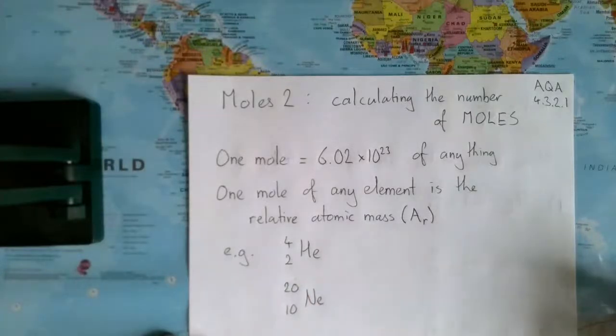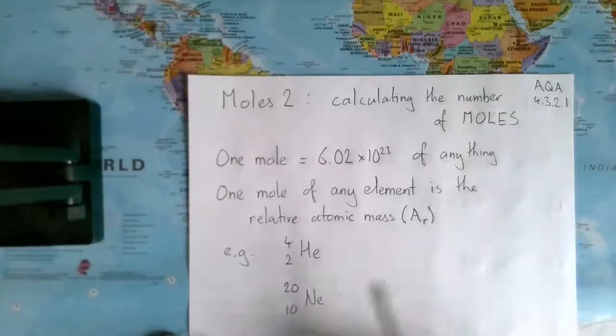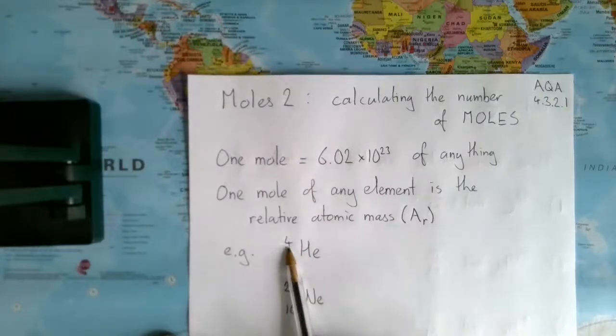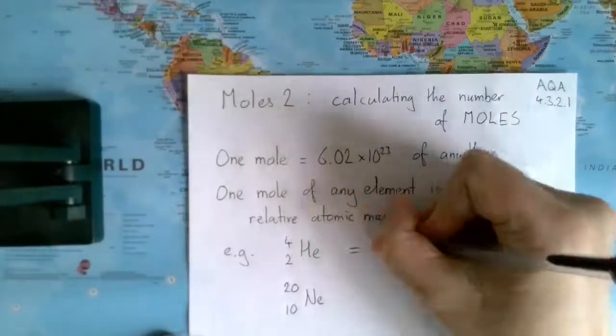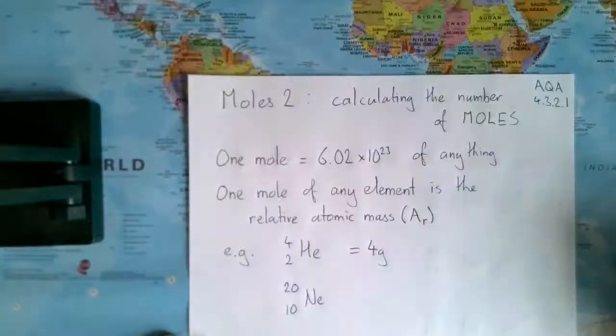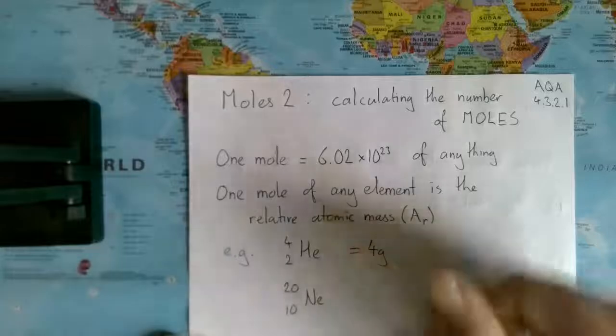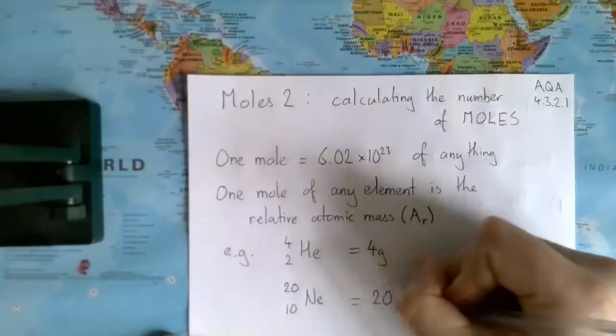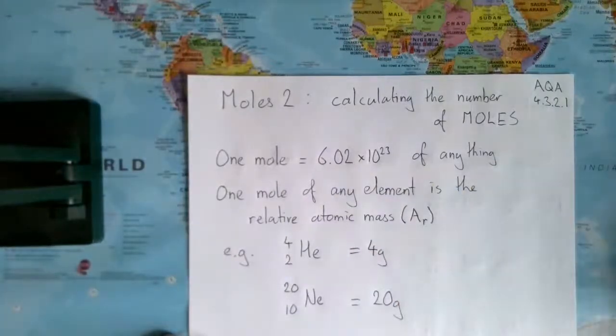So if the examiners ask you what is the mass of 1 mole of helium, you look it up in the periodic table and it equals 4 grams. Try yourself if you want for neon. 20 is the atomic mass, so therefore 1 mole of neon is 20 grams.